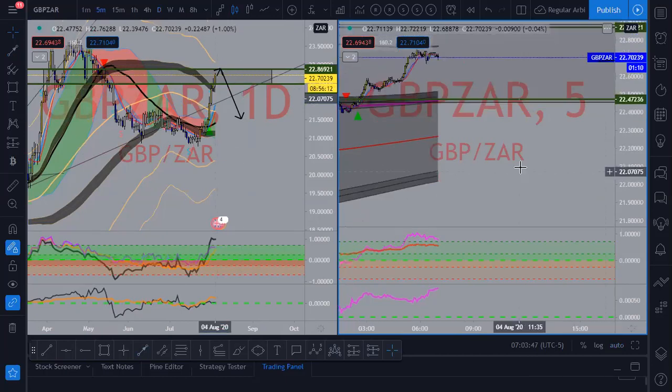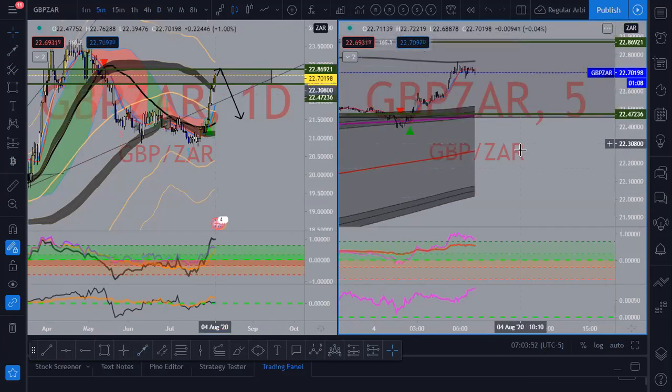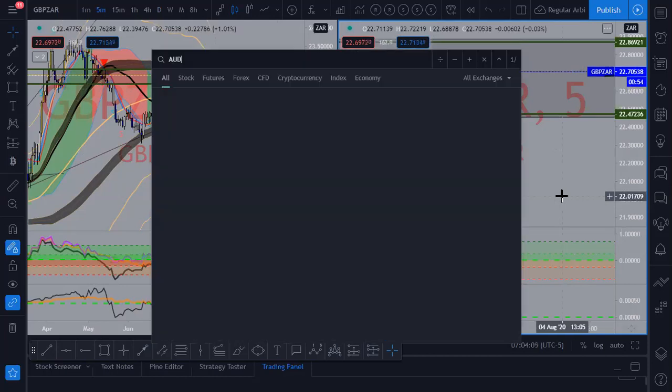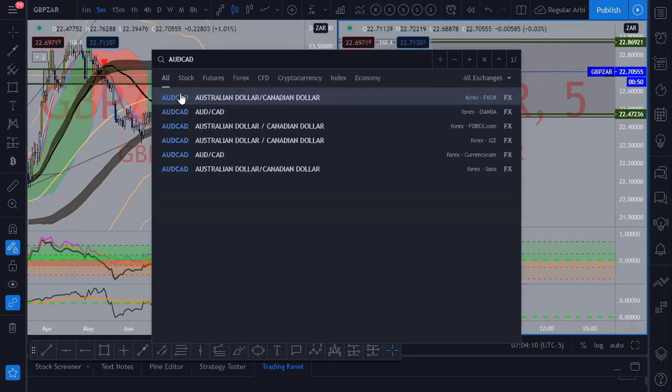So yeah, not really going to be following this. I already have the ZAR pairs that I'm following, so no need for me to go heavy on the ZAR pairs. AUDCAD. I haven't looked at it since I did my analysis on it on Sunday.